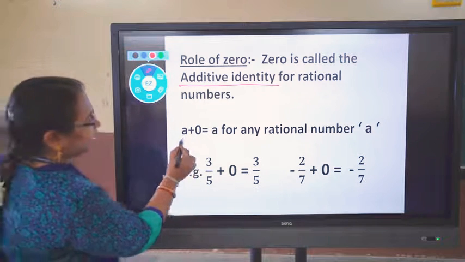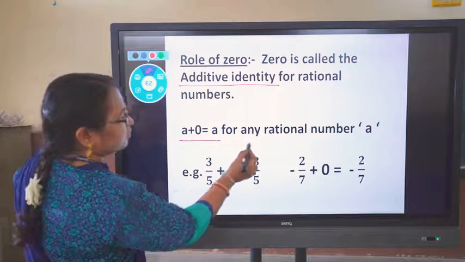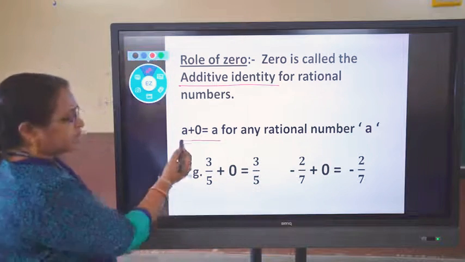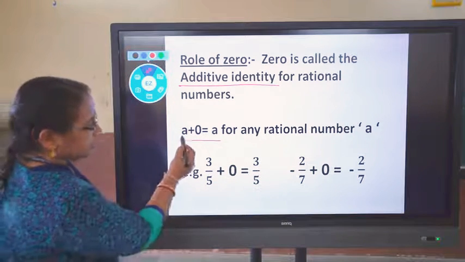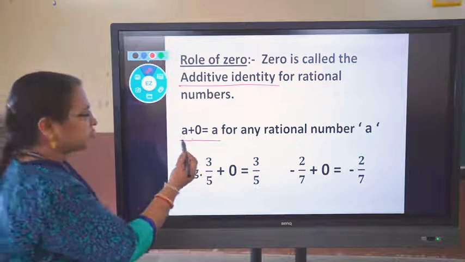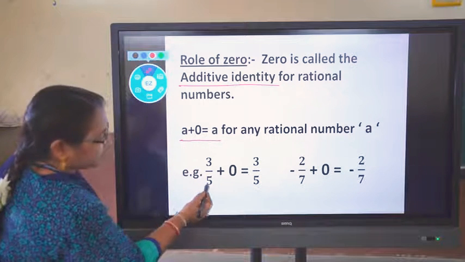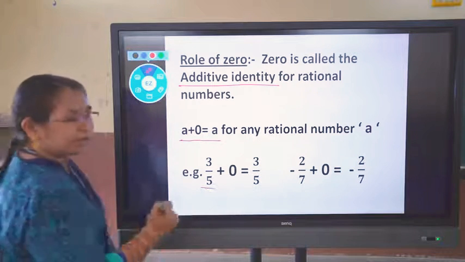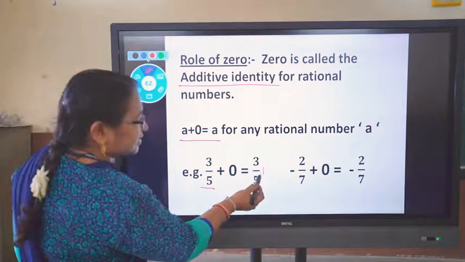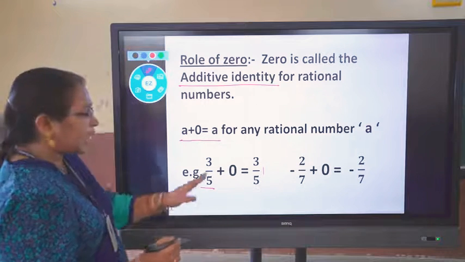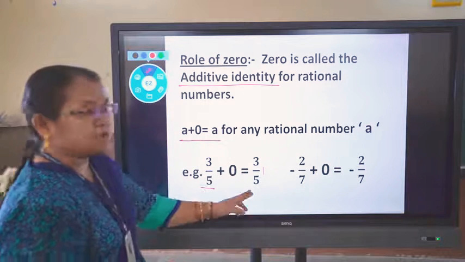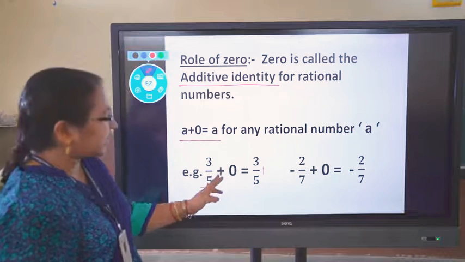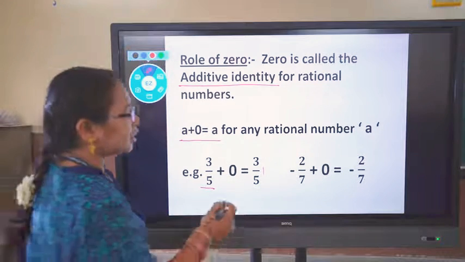So here we can see a plus 0 is equal to a, for any rational number a. A may be any rational number, may be positive, may be negative, or may be 0. For example, here we can see 3 upon 5. Now this is one positive rational number. When it is added to 0, we will get the same answer, 3 upon 5. That means the identity of this 3 upon 5 remains the same when 0 is added. So 0 is called the additive identity.